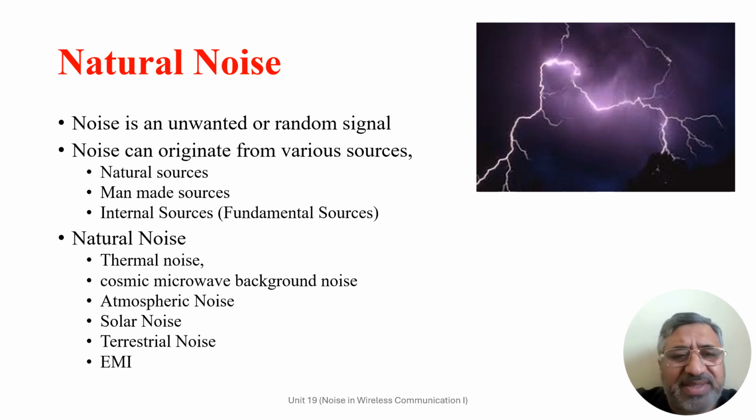So their impact on the wireless communication system can vary depending on the available natural factors such as frequency band, geographical location, atmospheric conditions, temperature, snowfall, and many other natural sources. Some of the most common natural sources of noise are thermal noise, also known as Johnson-Nyquist noise. It is caused by the random motion of electrons in a conductor due to thermal energy.